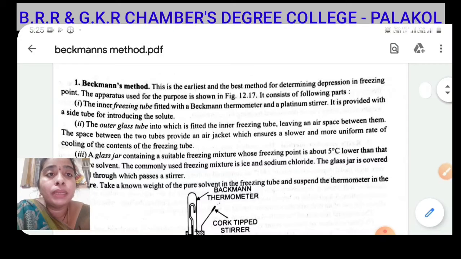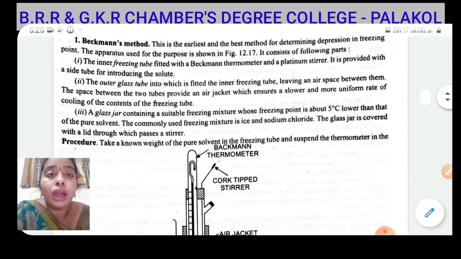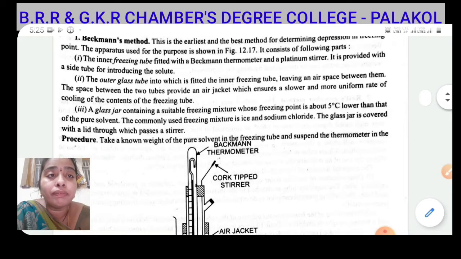Beckmann's method is used to determine the depression in freezing point. The inner freezing tube is fitted with a Beckmann thermometer and a platinum stirrer. It is provided with a side tube for introducing the solute. The outer glass tube is fitted onto the freezing tube, leaving an air space between them.